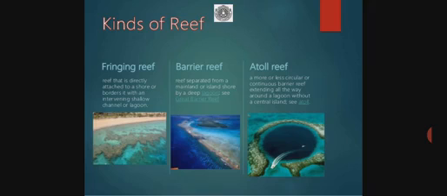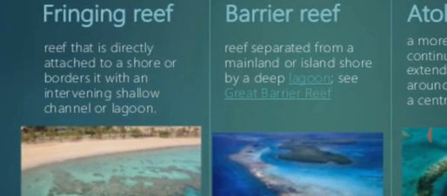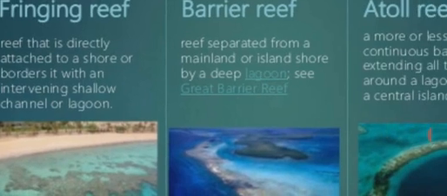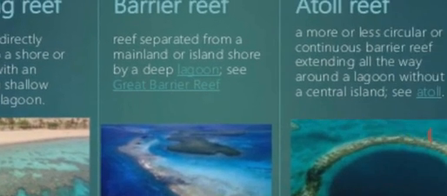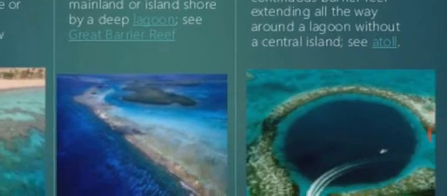The fringing reef is directly attached to a shore or borders it with an intervening shallow channel or lagoon. Then the barrier reef is separated from a mainland or island shore by a deep lagoon. The best example is the Great Barrier Reef of Australia. The atoll reef is a more or less circular or continuous barrier reef extending all the way around a lagoon without a central island. So this is what the atoll reef is.